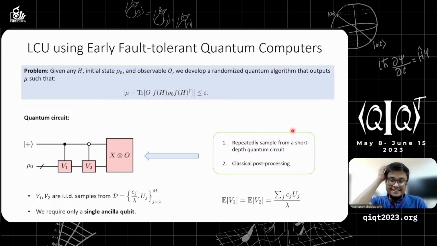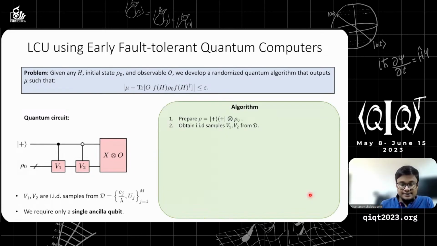So the key insight is that if you sample these unitaries V1 and V2 according to this ensemble, the expectation values of V1 and V2 are simply the linear combination weighted by this lambda factor. Because you sample each Uj according to Cj over lambda, the expected value of your sampling is the sum over j of Cj Uj over lambda. And the numerator here is the LCU that you want to implement. So that's the key trick here.